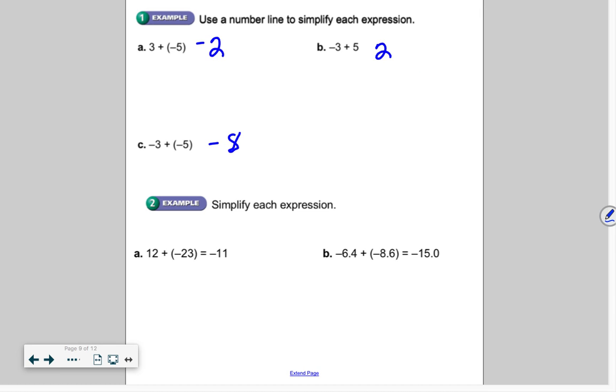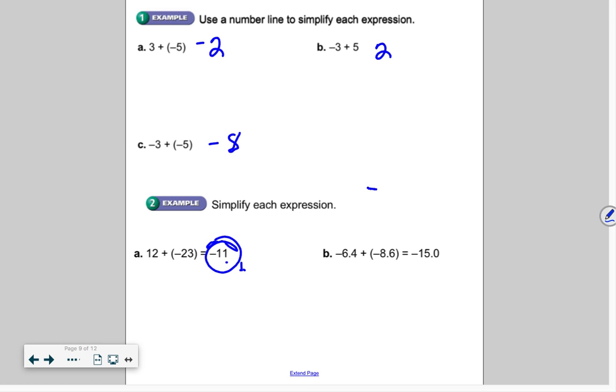Simplify each expression. Mine's already showing it to you. 12 plus a negative 23. 23 minus 12 would be 11. What's bigger, 12 or 23? 23 is bigger, and it's negative, so my answer is negative 11.